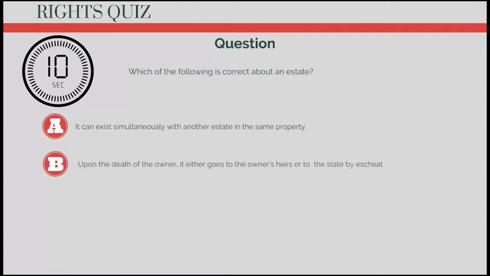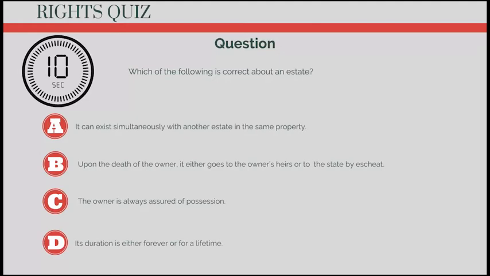Which of the following is correct about an estate? A, it can exist simultaneously with another estate in the same property. B, upon the death of the owner, it either goes to the owner's heirs or to the state by escheat. C, the owner is always assured of possession. Or D, its duration is either forever or for a lifetime. The answer is A, it can exist simultaneously with another estate in the same property.